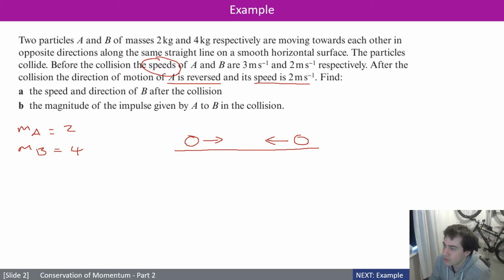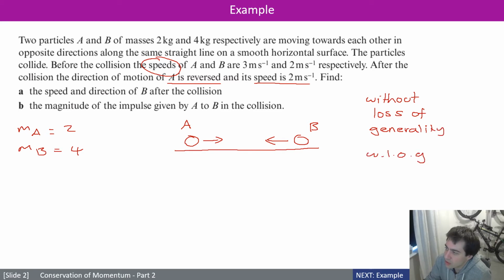And I suppose the technical way of doing this is we can call this "without loss of generality," more commonly written as WLOG. Let's say A is on the left. Okay, and all that's saying is let's assume something which, if we assume it, will still give us the answer that we want. So let's assume A is on the left.